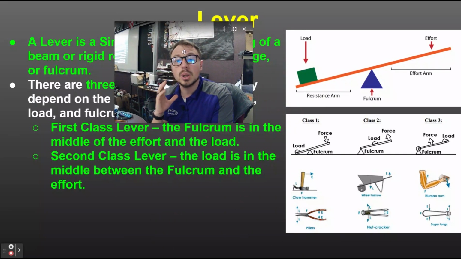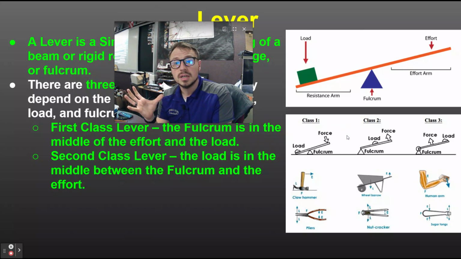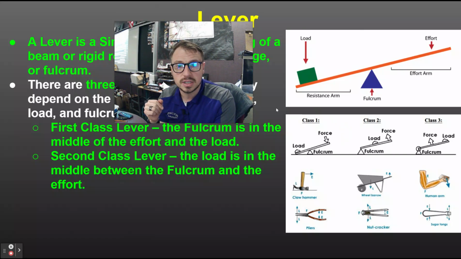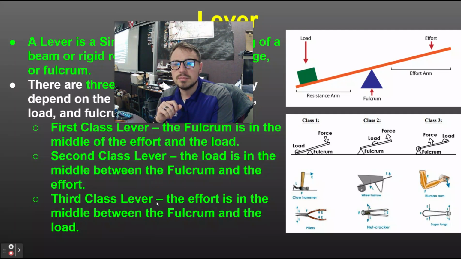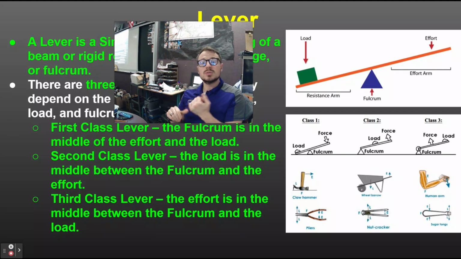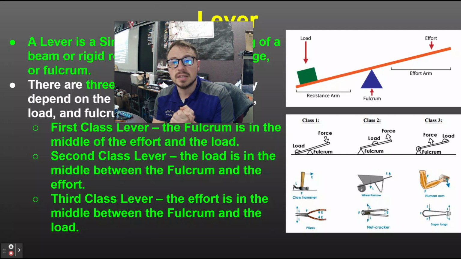Now, a second class lever, the load is in between the fulcrum and the effort. An example would be the wheelbarrow, right? So you're lifting up with the wheelbarrow, and a wheelbarrow is a great example of one of those compound machines because the fulcrum is a wheel. So you've got 2 different simple machines there. Now, a third class lever, the effort is in the middle between the fulcrum and the load. So this is a special case because what this means is that you're getting more distance at the expense of that force.